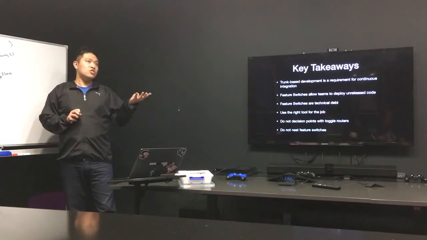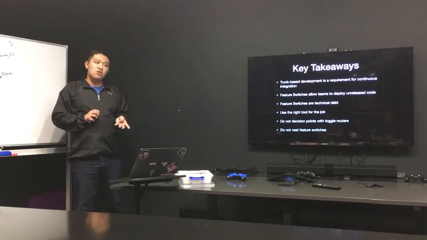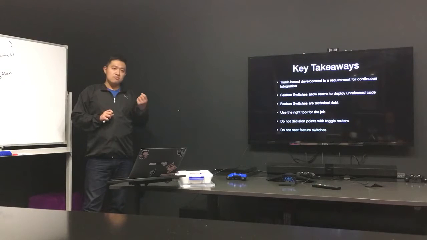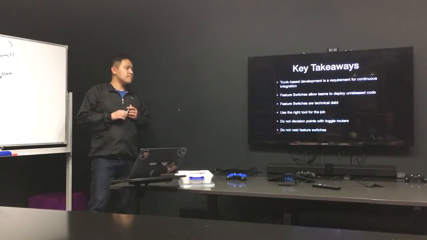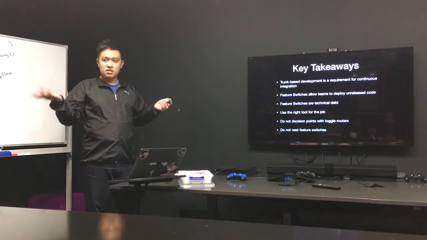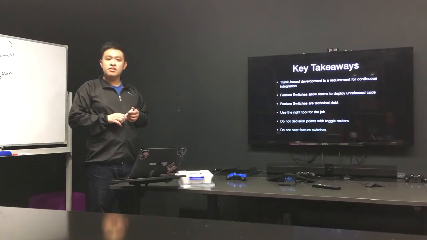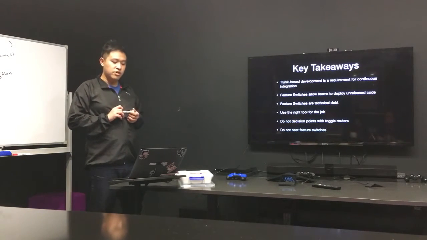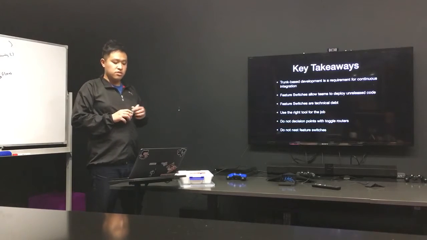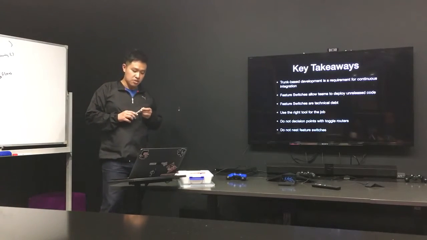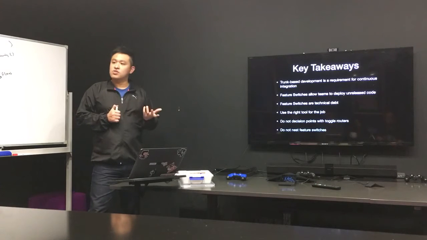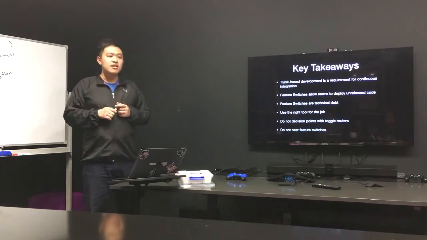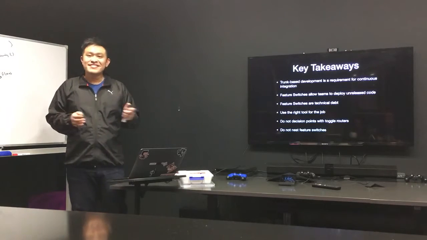So if you use a feature switch service for an ops toggle, you're probably going to pay a lot more than you need to when your bills come. Right? S3 is always going to be cheaper than Split IO, for example. Do not couple decision points with toggle routers, and do not nest feature switches. So these are, if you can't remember anything else, the more important things. So with that, that's all.